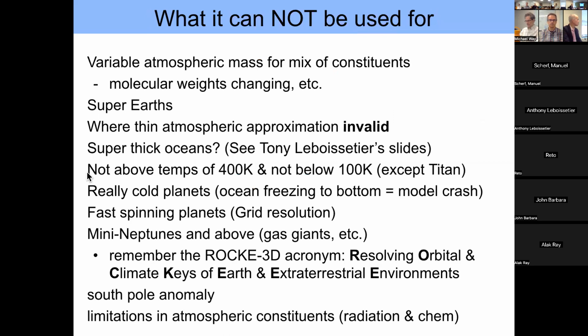Okay, so let's have a list of things that the model cannot be used for. These are just a few of the things, but one thing we cannot do is change the mean molecular weight of the model going forward. We have a long-term project to allow this. But what do I mean by that? For example, on Mars today, the atmospheric pressure changes by almost a factor of 2 throughout the year. That's because of CO2 condensation and water vapor condensation.